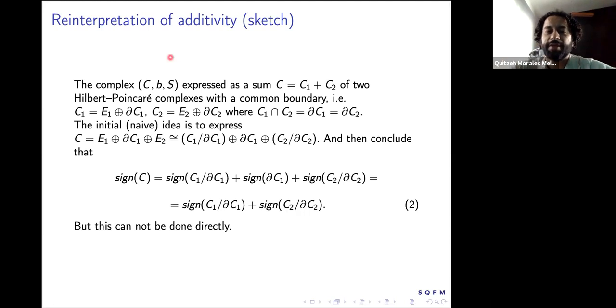So one has this sum of complexes that have this common boundary. This is a subcomplex that is a direct summand. So the initial naive idea is to express this complex as the sum of these three complexes.